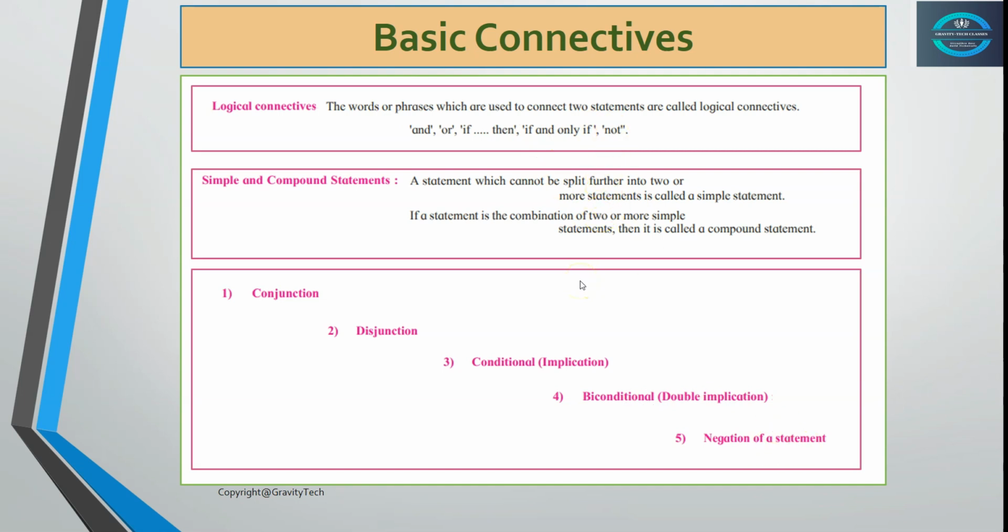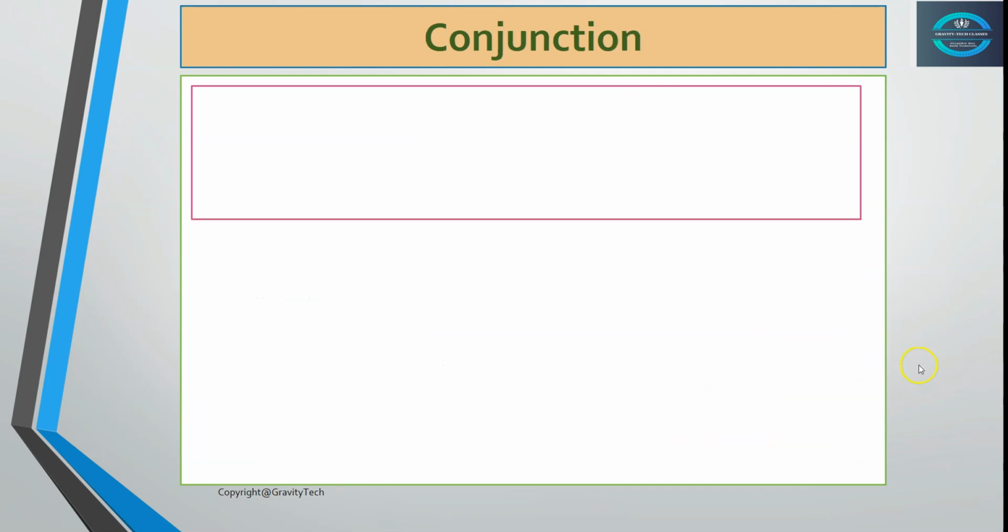If my statement is like Mumbai is the capital of Maharashtra, and I want to negate it, what I will say is, Mumbai is not the capital of Maharashtra, correct? So that is negation. So conjunction means and, disjunction means or, conditional or implication means if then, right? Biconditional, double implication, means if and only if, and negation of the statement means not. Remember? Good. Let's go to the next slide now.